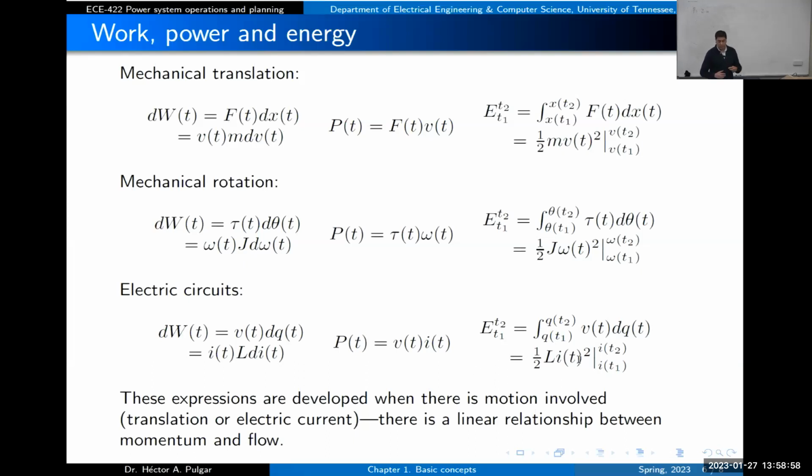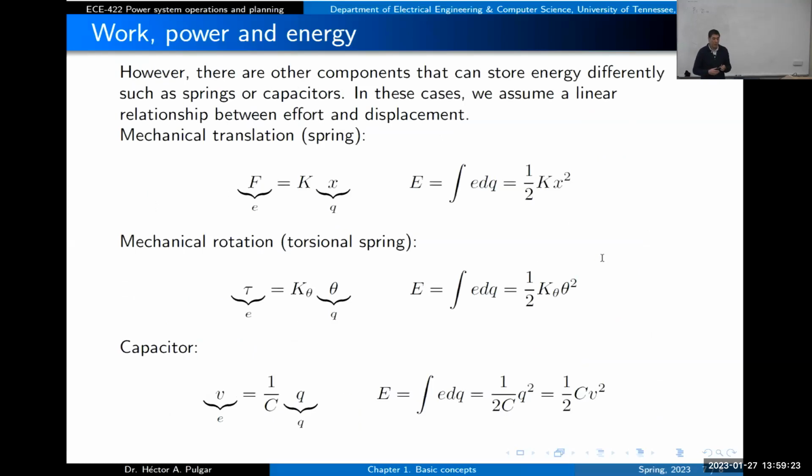So specifically, because this energy is obtained using the flow, this is energy we store in an inductor in the form of current. This is the kinetic energy in the linear movement, and this is the kinetic energy in the rotational movement. So all these energies are related with that flow. But we know that there are other components that behave differently. The other component, one that we know very well, is the capacitor. But in this case, the relationship between the fundamental variables is different.